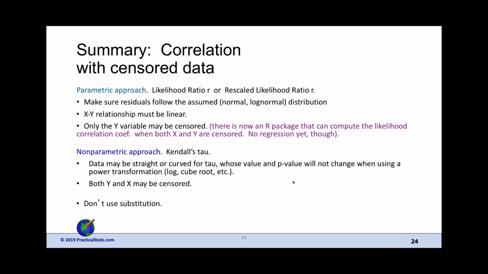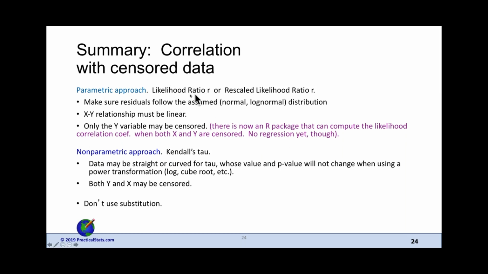With this asterisk, just in the last few months, there's been a new R package. I don't have it up here. It starts with the lowercase CLIK, click. And I think it might be click Corr, C-O-R, or C-O-R-R, I forget which. So it's a brand new package that computes the likelihood ratio R, so it would be this one.